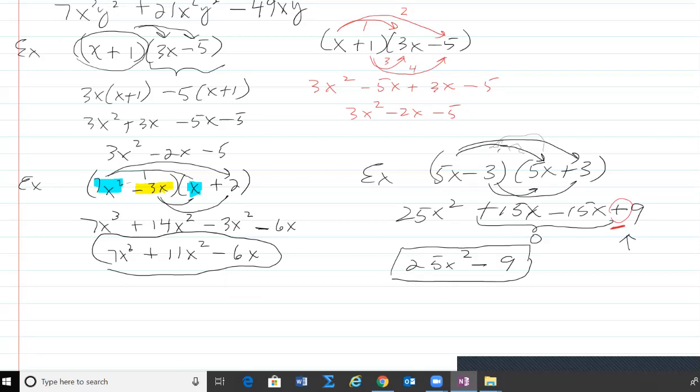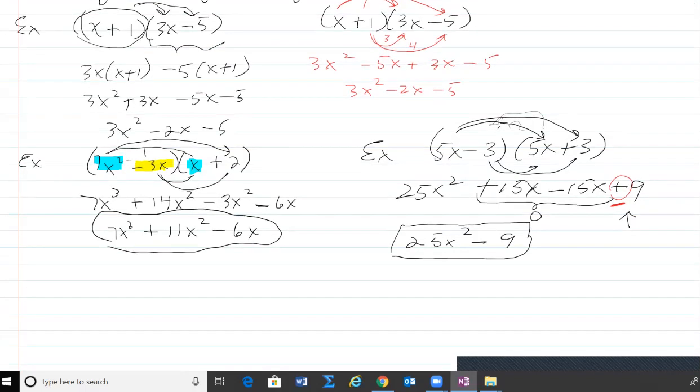Okay, so let's move to the next level. The next level is multiplying. We'll do an example. What happens if you have, let's say, 2x plus a 1, and you're going to multiply that by maybe x squared minus 3x plus a 3. So a binomial times a trinomial.